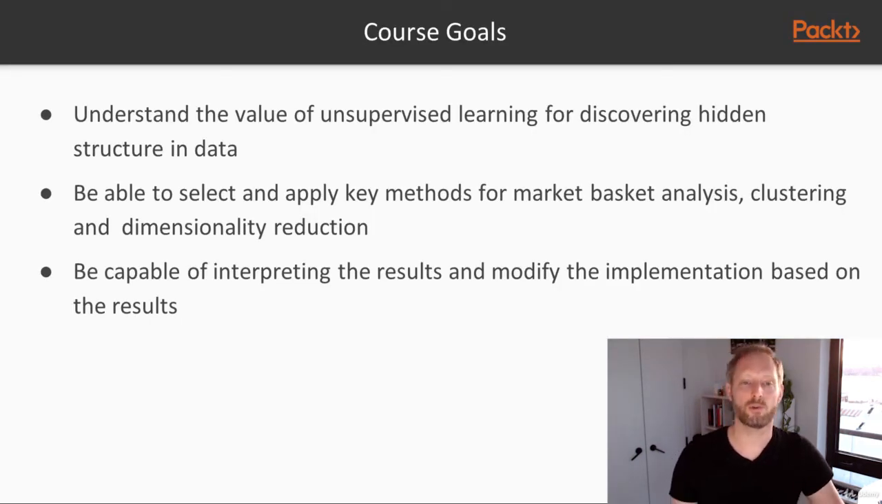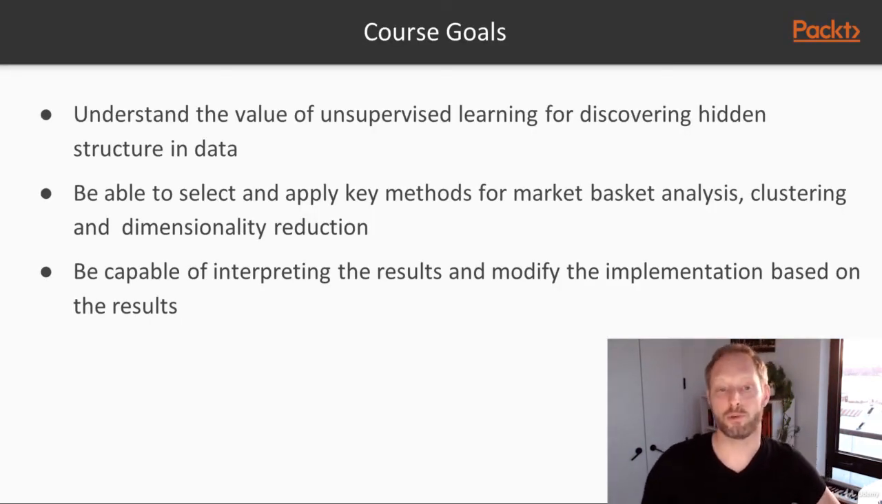So what are the goals of this course? We want you to really understand what the value of unsupervised learning is, a field that has been growing in popularity and importance very significantly over the last few years, because it allows you to discover hidden structure in your data. You will be able to select and then apply some of the most important methods in this field, for market basket analysis, to cluster observations or features and to reduce the dimensionality of your data.